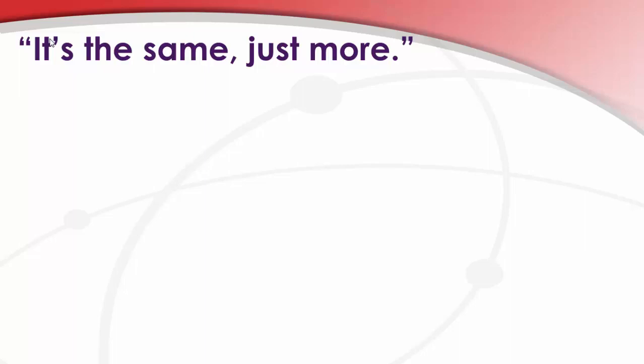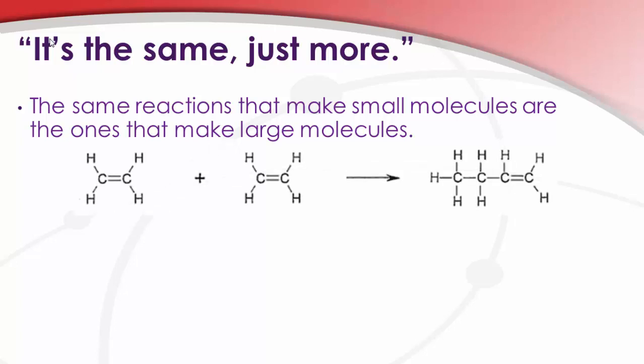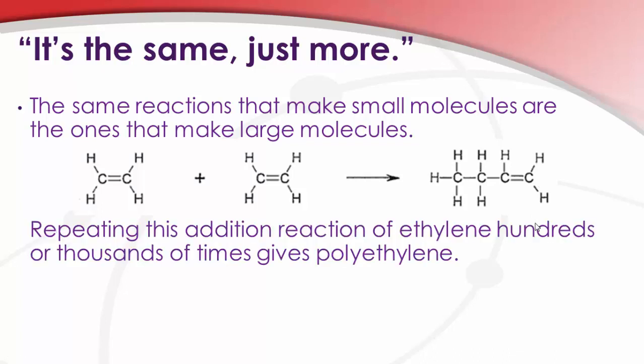Now, really, in many ways, polymer chemistry is no different than standard organic chemistry. We just do it on a larger scale. So the same reactions that we use to make small molecules are the ones that we use to make large molecules as well. If we react two molecules of ethylene together, we get this 1-butene molecule. However, if we keep adding more and more ethylene molecules, keep stitching them onto the end of the molecule that results, eventually we wind up with polyethylene.